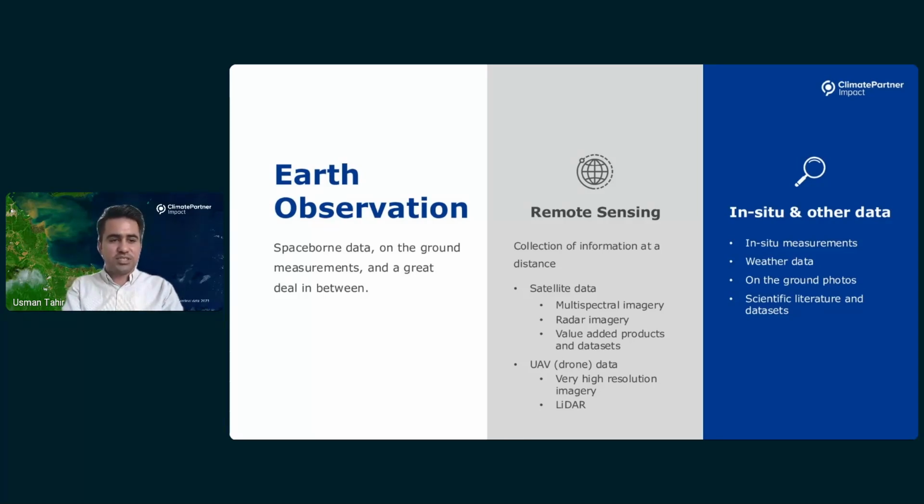Actually, in situ data is collected by direct measurements. For example, in case of forest, direct measurements include the tree height, diameter, crest height, DBH, etc. We also cover soil. Then we also cover different types of vegetation in the area.